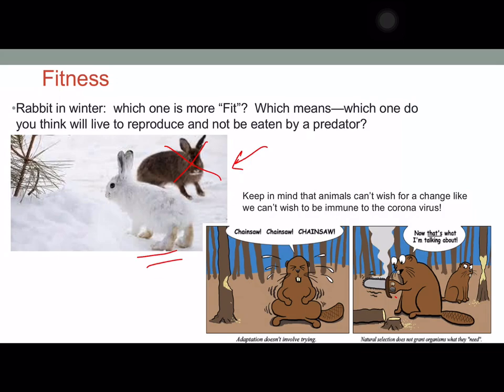But they can't think about it. Just like we can't wish that we were immune to the coronavirus. We don't know, there's different ways that people react to the coronavirus, but we don't know how we will react to it, and we can't wish it away. Hopefully they come up with a vaccine soon, and then we won't have to worry about that.